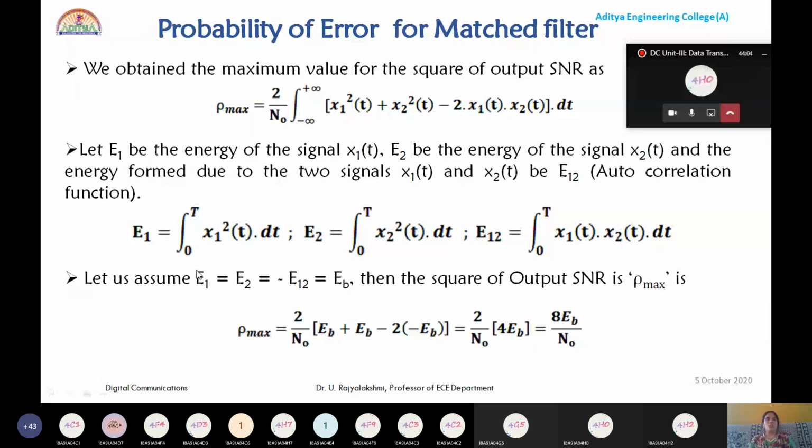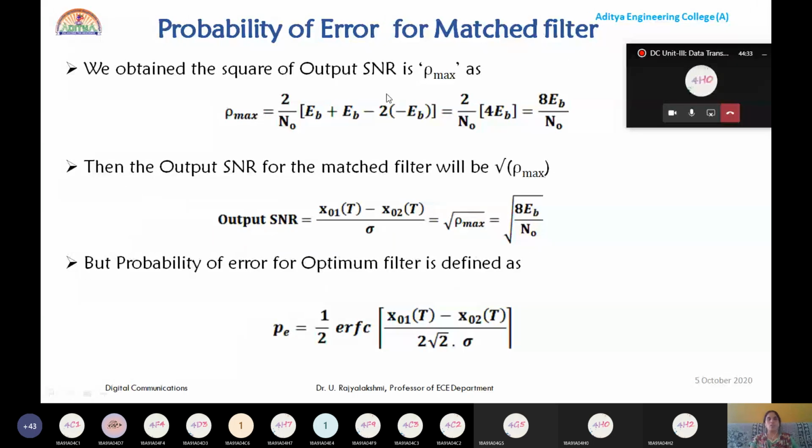So if you assume the energy E1 magnitude as positive and E2 magnitude as negative, and E1 2 will be minus EB. Okay, but the magnitudes of E1, E2 both are same, but differ in the direction, changes in the phase. So finally you got the square of output SNR as 8 EB by N naught. Now all of you please substitute. See, we got rho max as 8 EB by N naught. We obtained rho max as 8 EB by N naught.